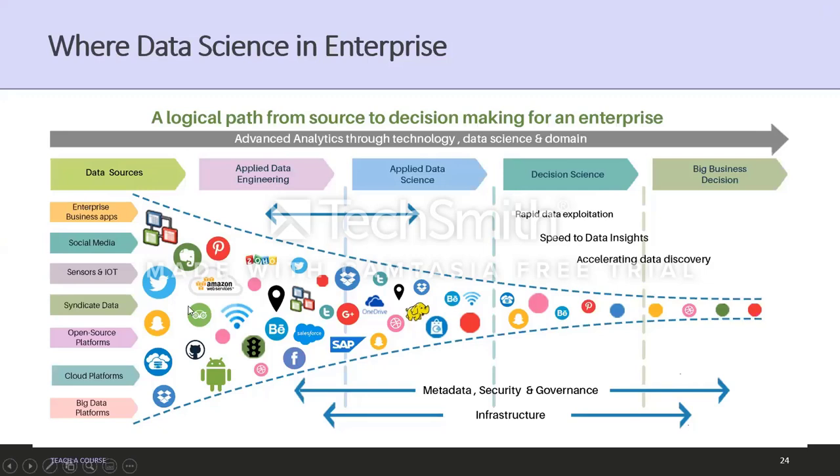Just high level, but the architecture perspective, so you can see the different data flow in an easily understandable way. Okay, so this is the logical path from source to making a decision for the enterprises, because actually each and every movement, as I mentioned earlier, right?